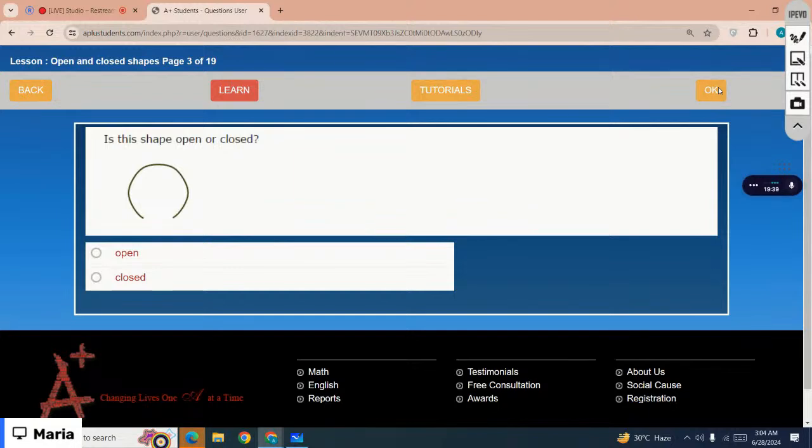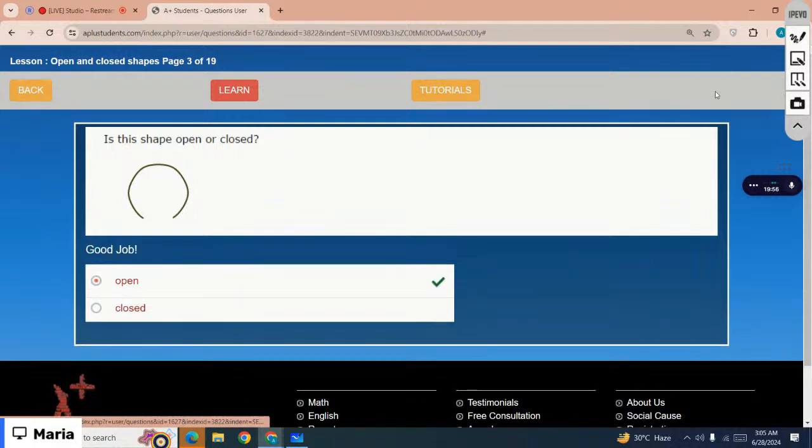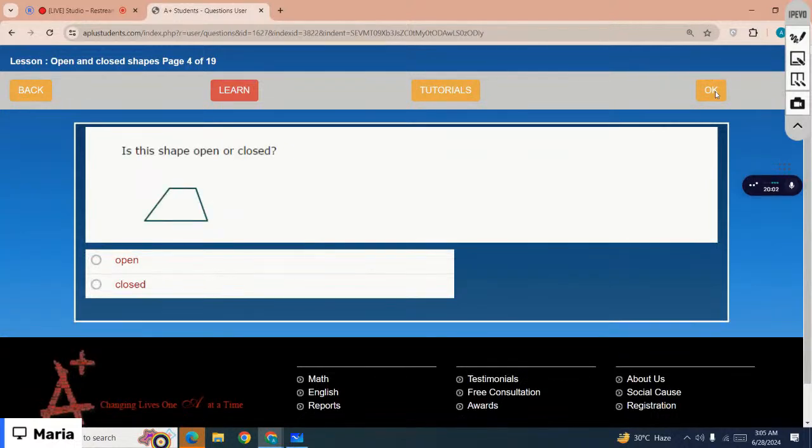Is the shape open or closed? Which is the correct option? Yes, open it is. The correct option is open. Is the shape open or closed? Closed. It is option number B, the correct option.